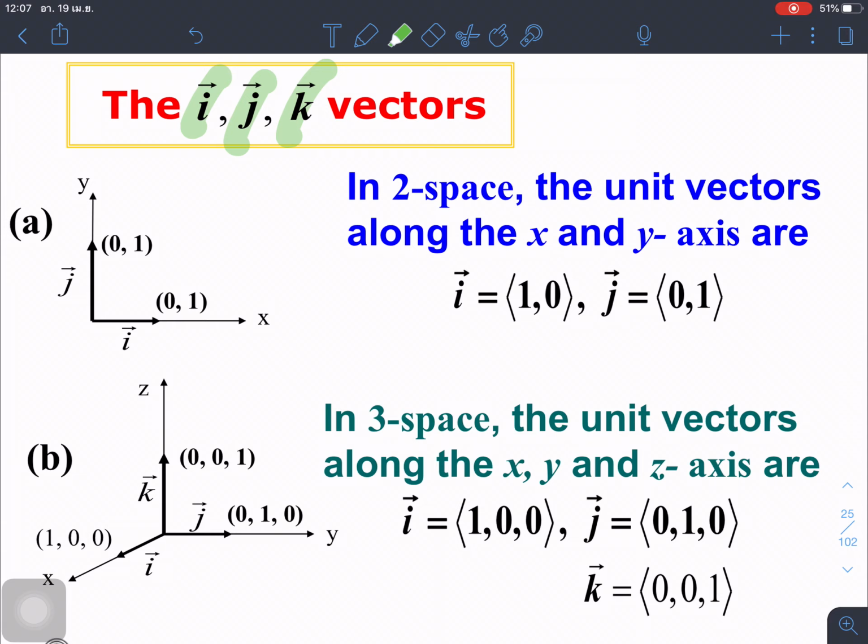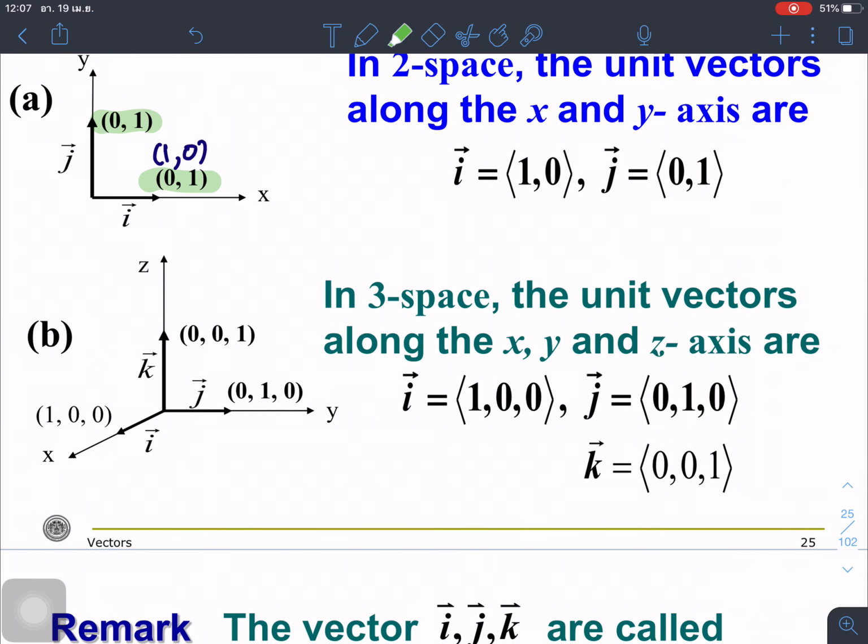Okay, vector i is a unit vector lying on the x-axis. So in two dimensions, we can write vector i as the ordered pair (1, 0). I think that there's a typo here. Let me fix it. This should be (1, 0). Okay, so vector i is the ordered pair (1, 0). And vector j here is the ordered pair (0, 1).